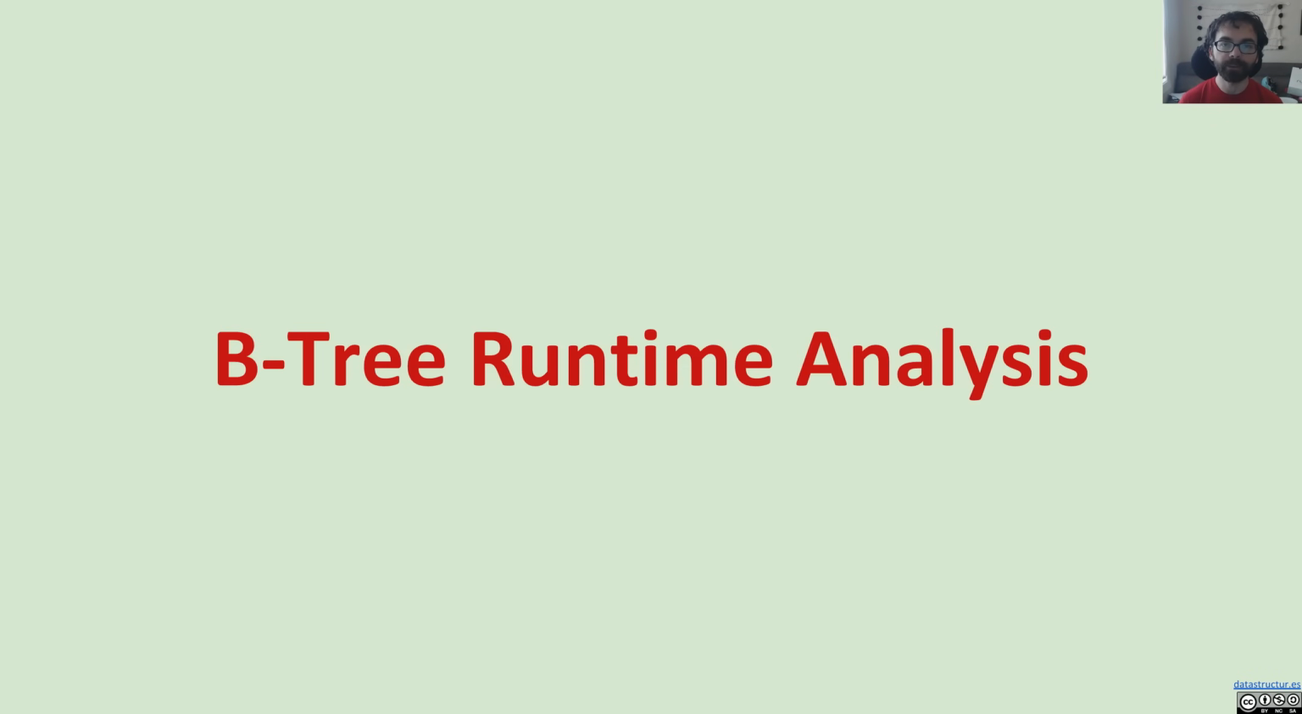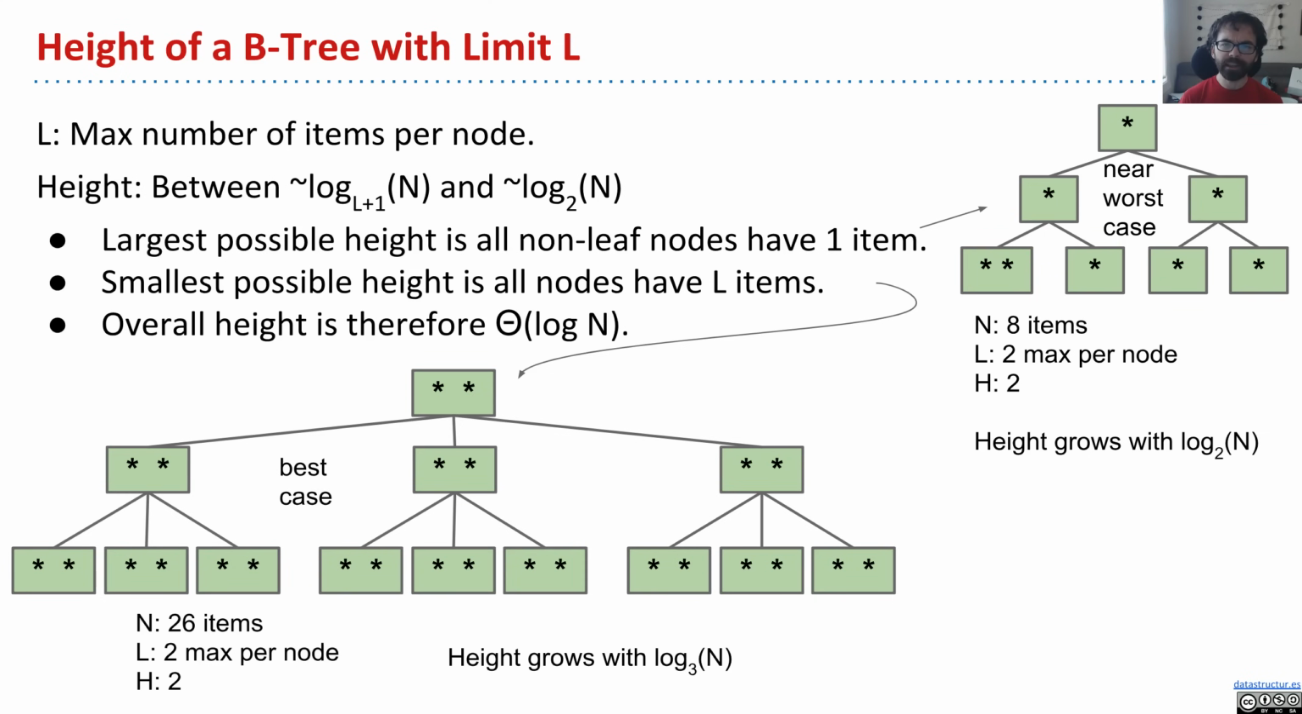Now that we have our B tree bushiness invariant, that we know B trees are bushy, let's talk about runtime. So this is a bit of a heavy duty slide, so let me walk you through it. What I'm showing here is a tree which is almost the worst case and a tree which is the best case. And here it's for L equals 2.